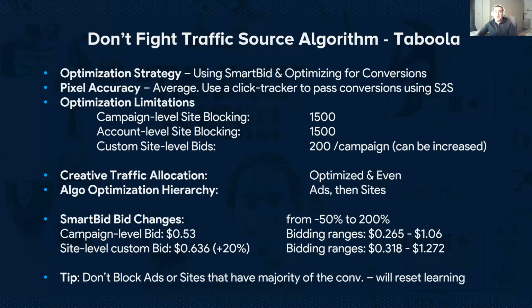For Taboola, what we need to keep present, even though we're selling clicks, not a product or a lead registration, is that we will still need to optimize for conversions, and smart bid can be a good way to start. The pixel accuracy still sucks on Taboola, as a matter of fact, but we know that, and we will still need to feed conversion information to Taboola. So in this case, using our click tracker, we will be able to feed accurate information to Taboola.